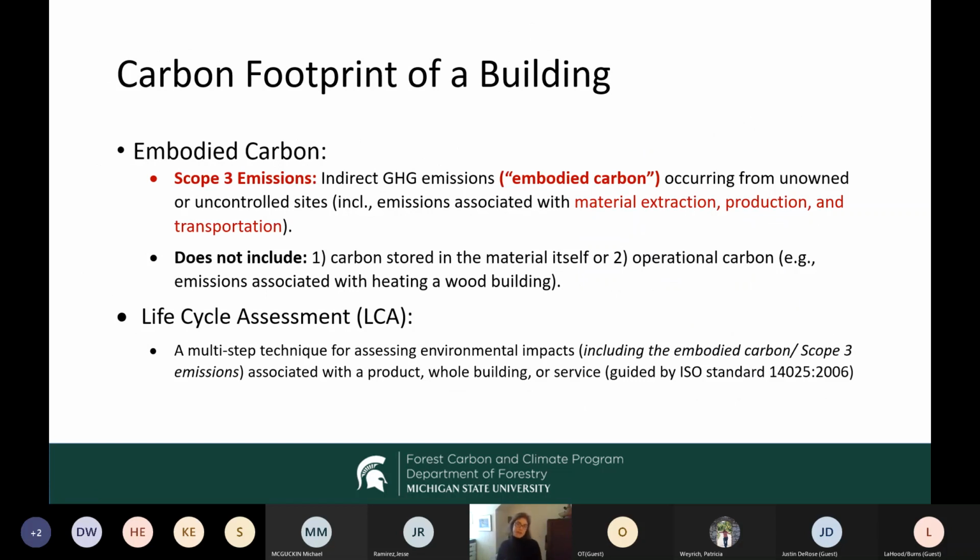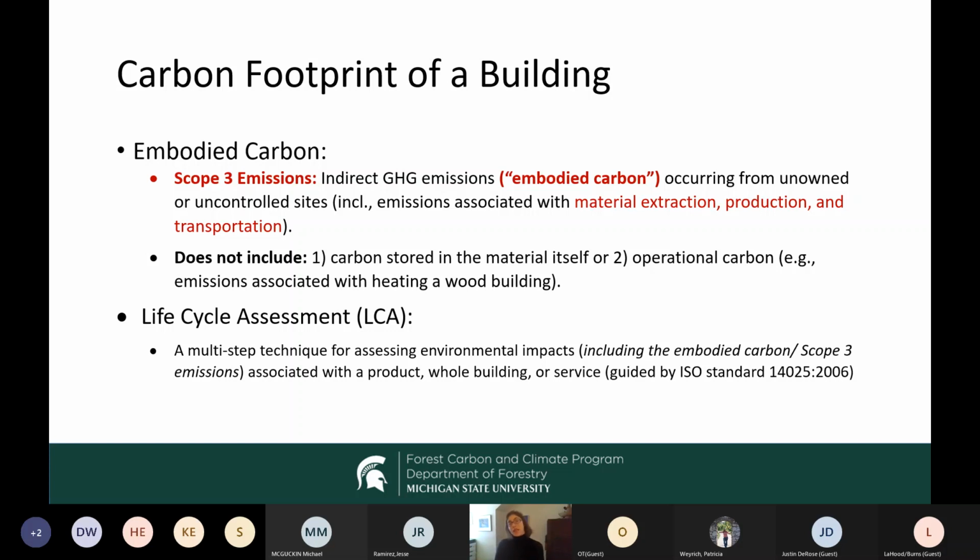When we look at the carbon footprint of a building, we generally talk about embodied carbon. Embodied carbon represents all the carbon associated with getting those materials to the building. So when we're looking at that 11% from construction and 8% from concrete, that's what we're talking about. It's everything from material extraction and production to transportation to the construction site. It does not include the carbon stored in the material itself, nor operational carbon, again, that 28% of global emissions, heating and cooling and so forth. So we're just talking about getting the materials to the building and putting them in the building, because that's where wood can be a substitute in particular.